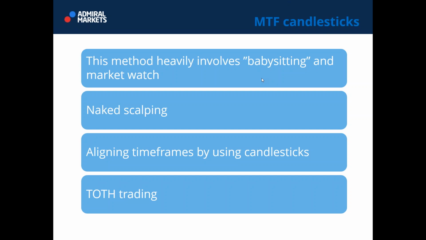Now the first method is MTF candlesticks, and this method heavily involves babysitting and market watch. It's called naked scalping. You actually align time frames by using candlesticks. And TOTH trading means that you trade at the top of the hour. So you need to wait for the candle close and then you pull your trigger. So this is the first method, and the second method will use 3 MACDs and fractals. And you will see how it is good to also trade it.